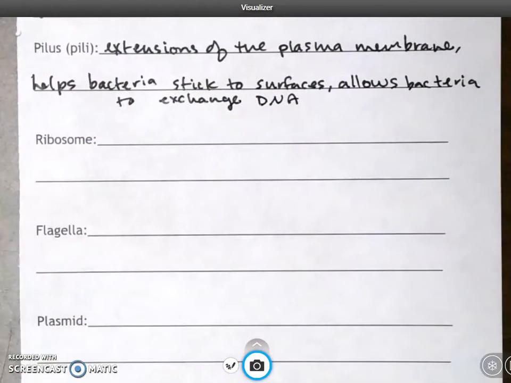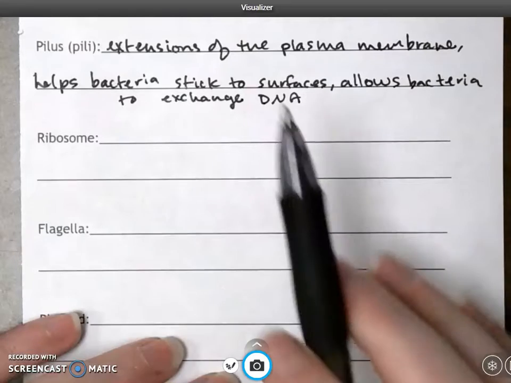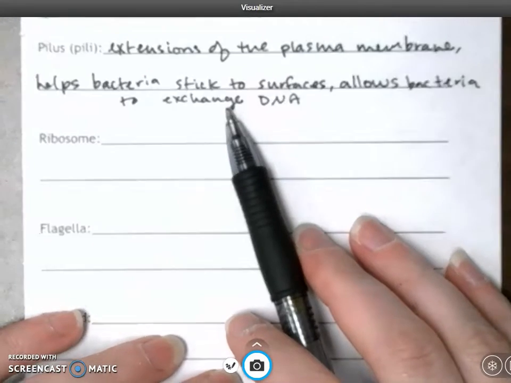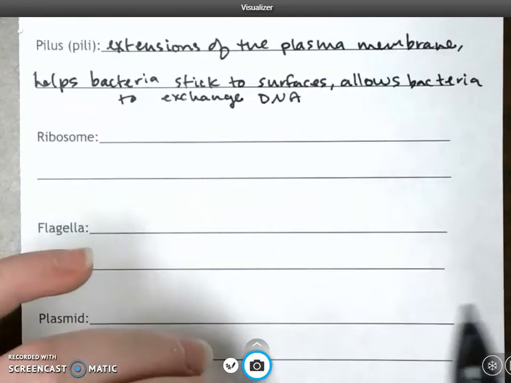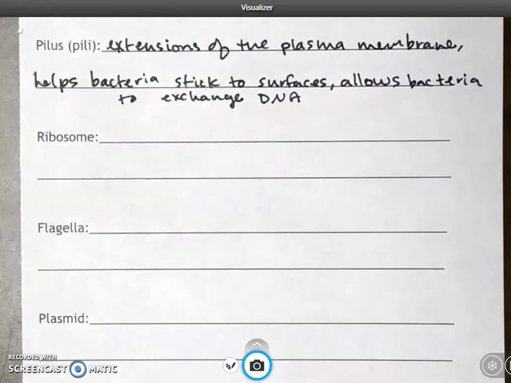So bacteria are unique. They have little extra pieces of DNA, and those extra pieces of DNA can make them resistant to antibiotics or make it easier for them to replicate. It makes them better suited for their environment. So they exchange that DNA. Sometimes it's good, sometimes it's not. So the pili acts as a bridge that allows them to move from one bacteria to the other.